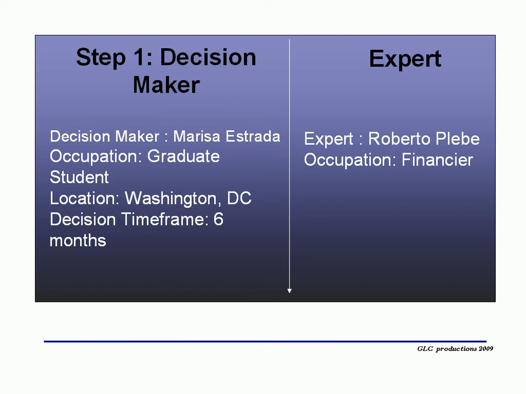Our decision maker is a 23-year-old first-year graduate student who is considering crucial decisions which will need to be made in the next 6 to 12 months. She has chosen as her expert Roberto Plebe, who has had a great deal of experience in decision analysis. He suggests that they use a needs assessment method developed in the early 90s to help them in their decision making.